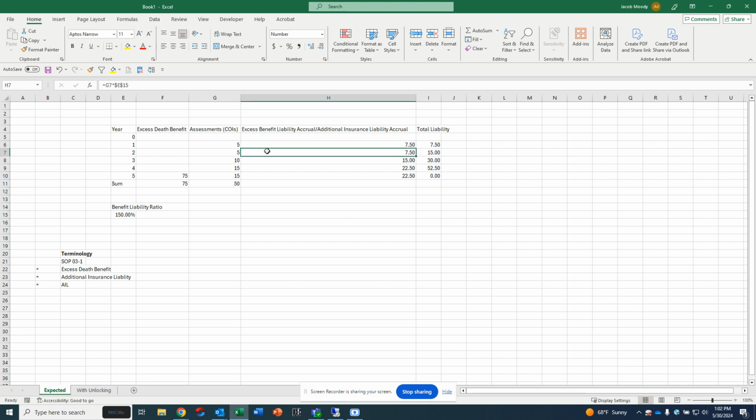Then I keep going on. Now I have 15. I add 7.5 more. I add 15 more because I collect 10 COI here in year three.